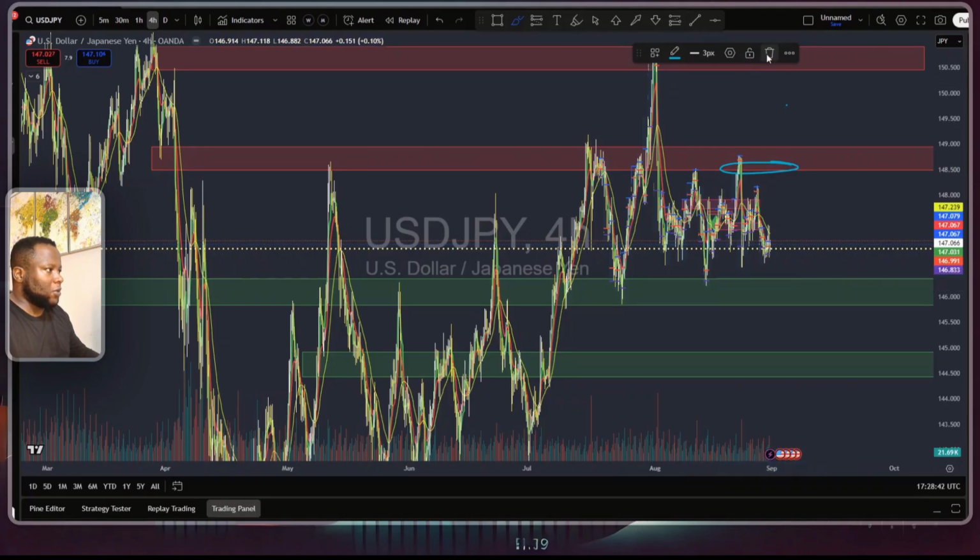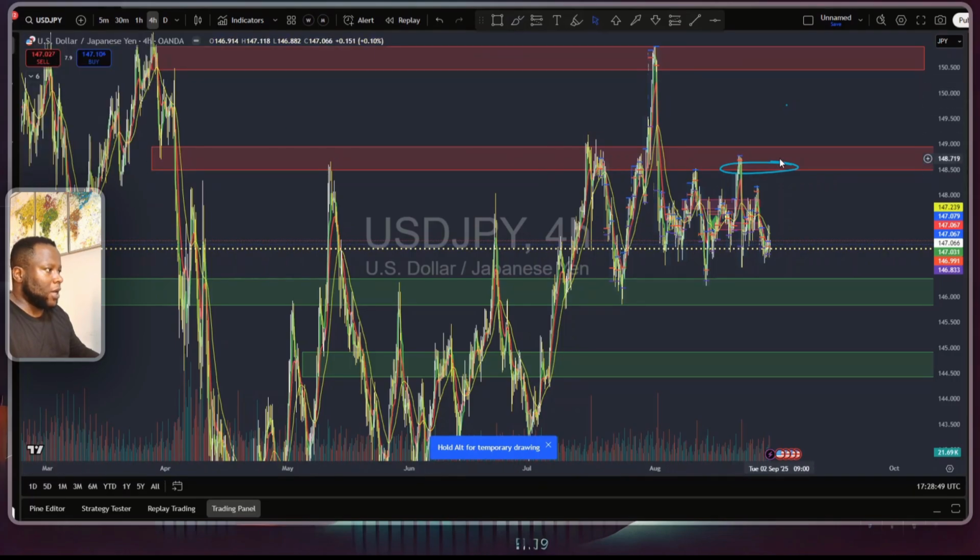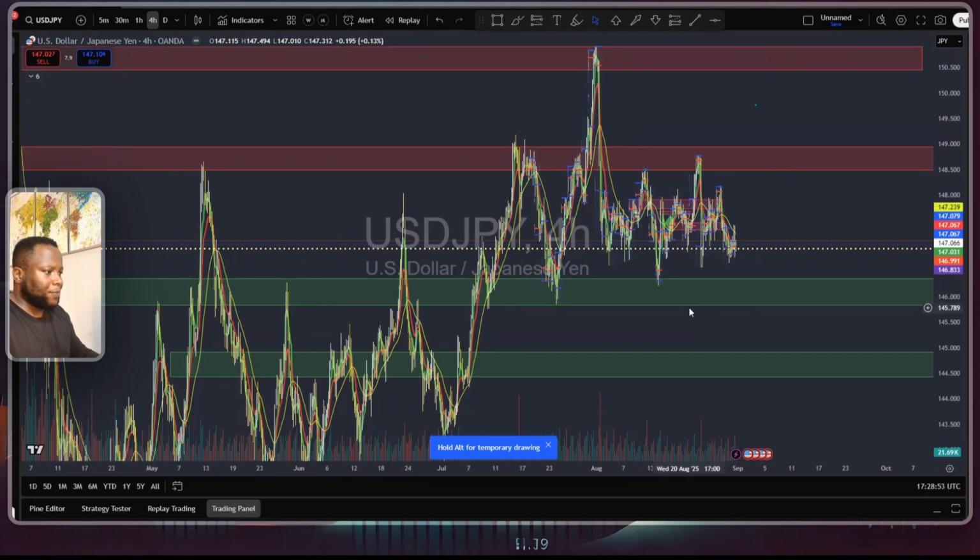All right. If you have those two zones marked up, short and buy, till the breakout. When you see a breakout happening, you want to get out of your trades, right? Take your profits and get out of there.